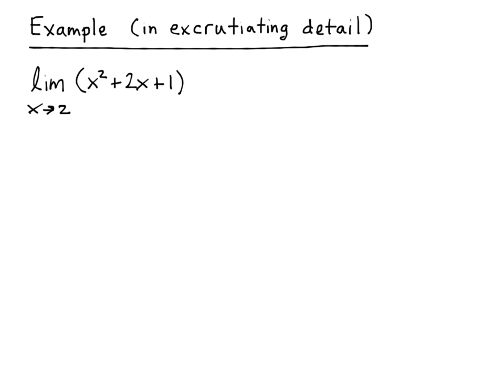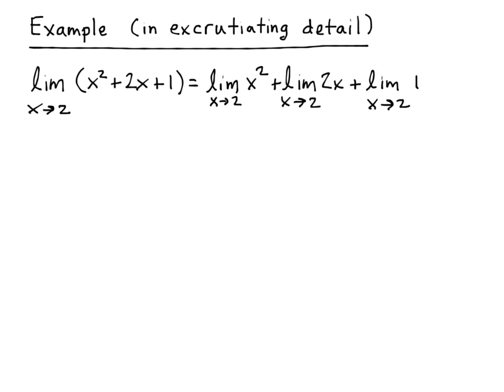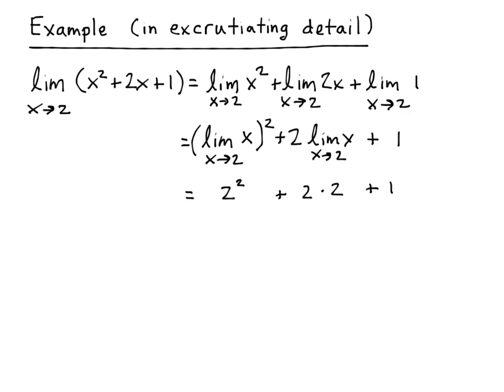Okay, very straightforward. But where this comes from is the fact that this is a sum of functions, and so I take the limit of each of those separately. Since this is squared, I can put the squared on the outside. This is a constant, I can put that on the outside. And then I know my limit as x goes to 2 of x is going to be 2, so I take 2 squared, and then this is 2 times 2 again, plus 1, and so we get 9. So that's the application of the rules.